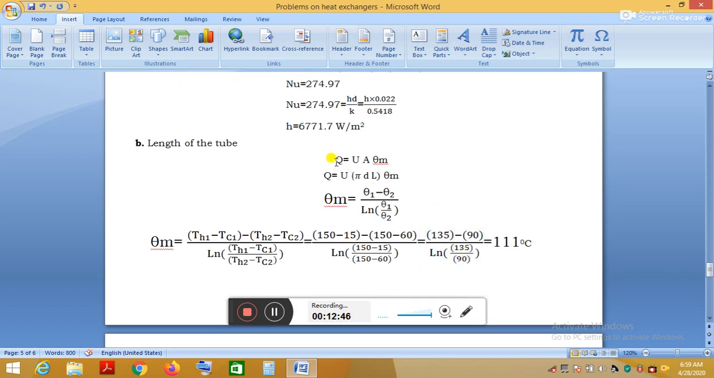Now in the equation of Q, which is given by U into pi d L into theta suffix m, we got the value of theta m, we got the value of Q, pi is known, d is known, U is the overall heat transfer coefficient, and L we need to find, which is what we were asked to find.